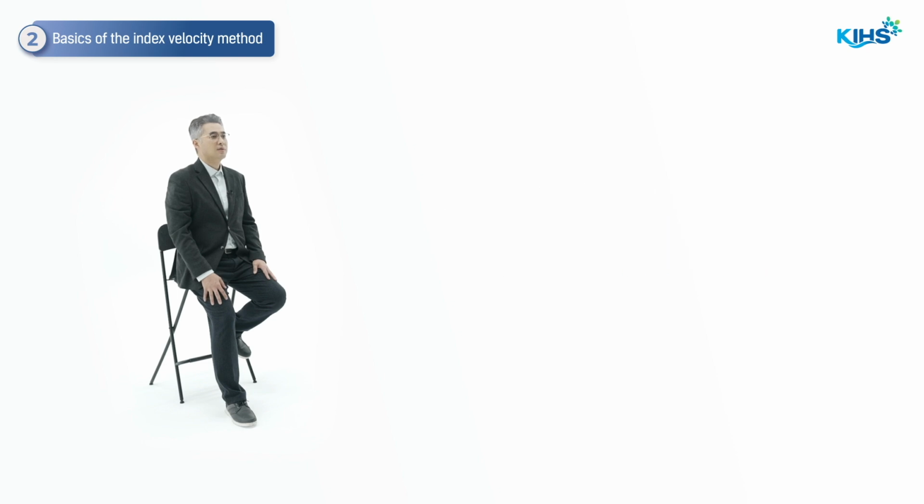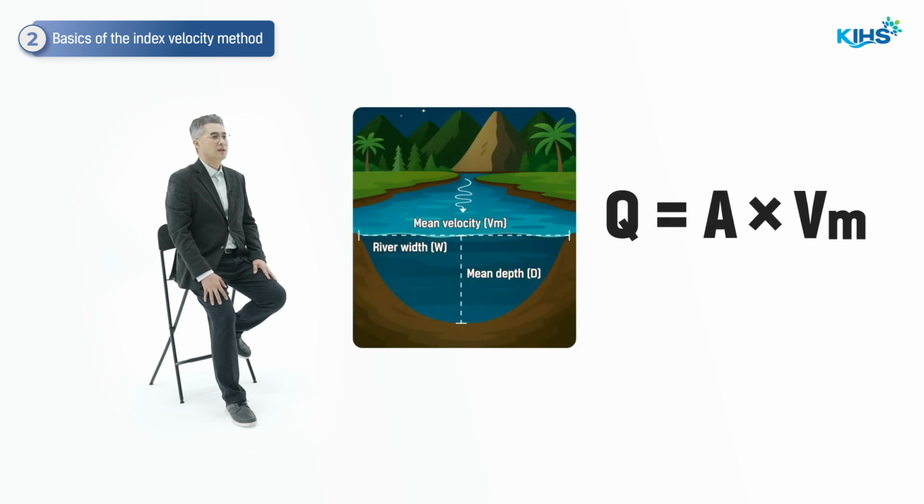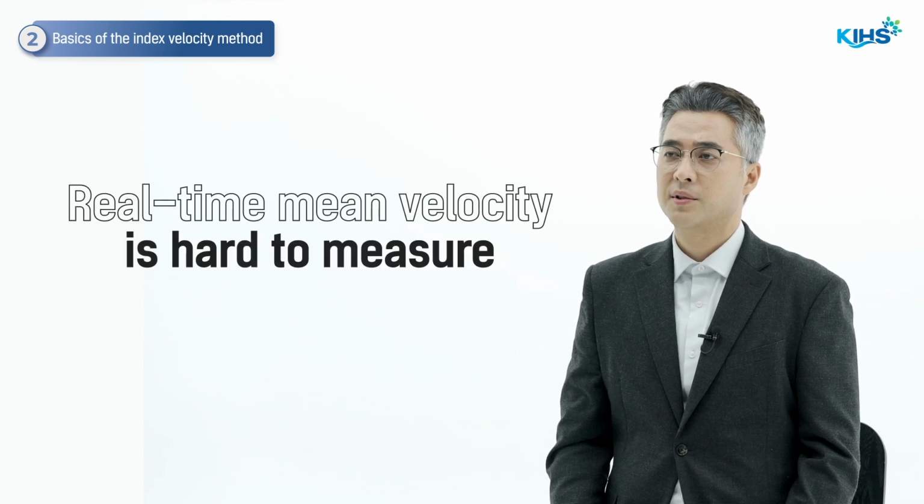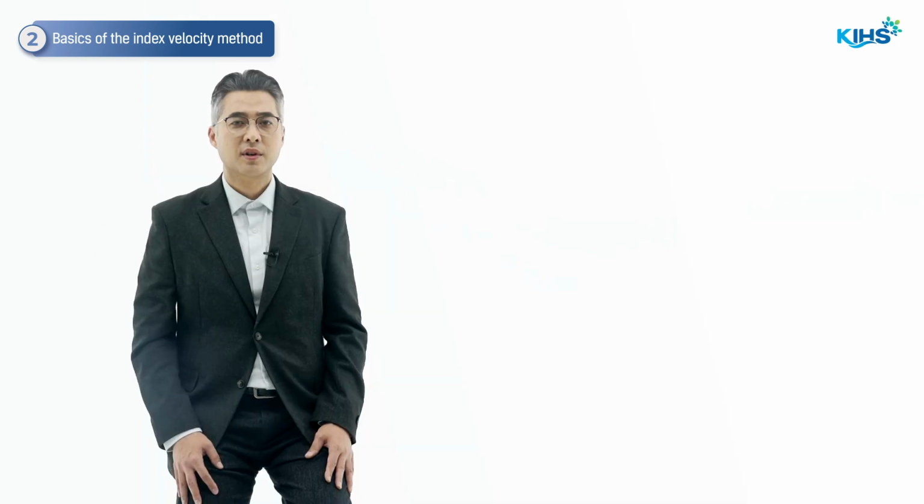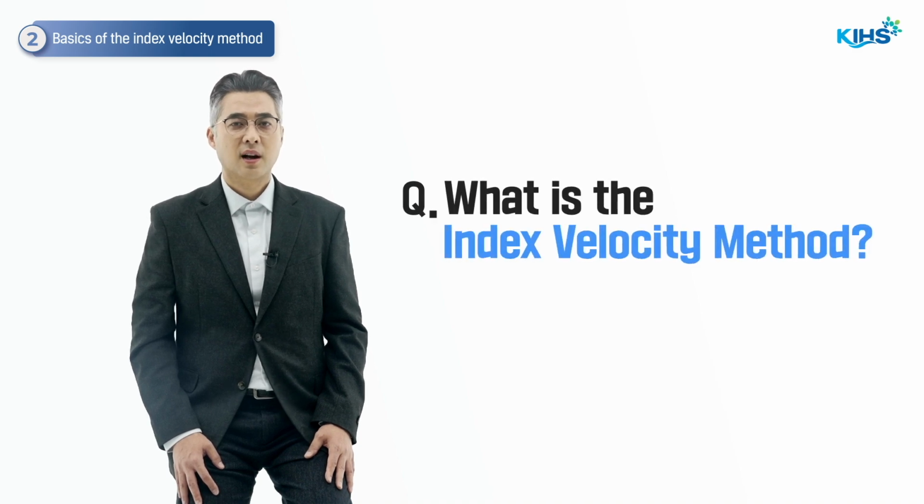The basic concept is Q equals A multiplied by Vm, where Q is discharge, A is the cross-sectional area, and Vm is the mean velocity. The challenge is that it is difficult to obtain the mean velocity Vm directly and in real time. This is why the velocity method is required.